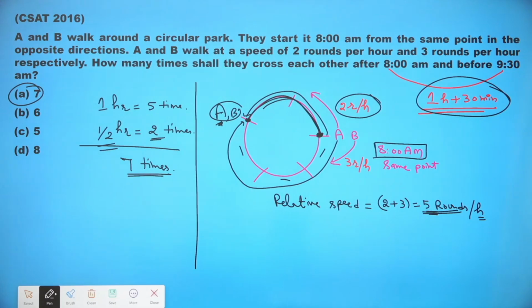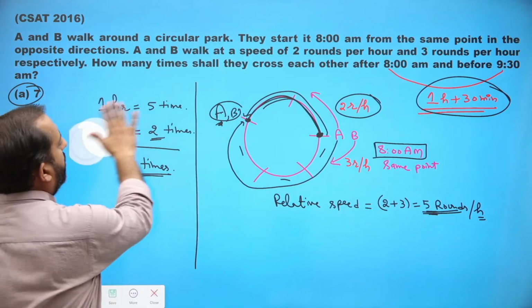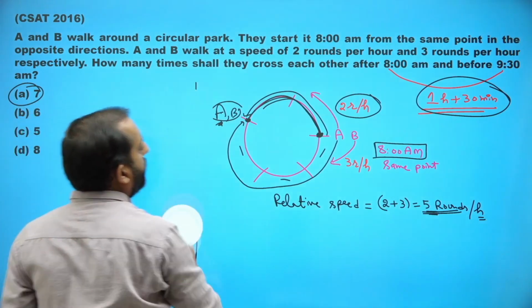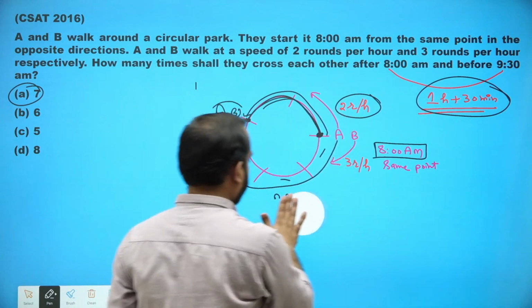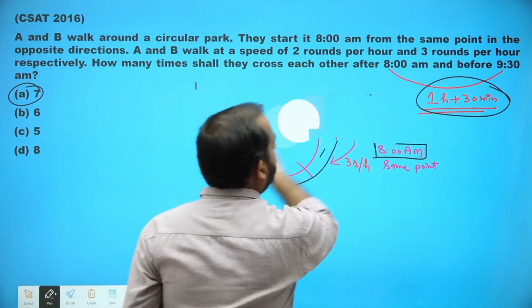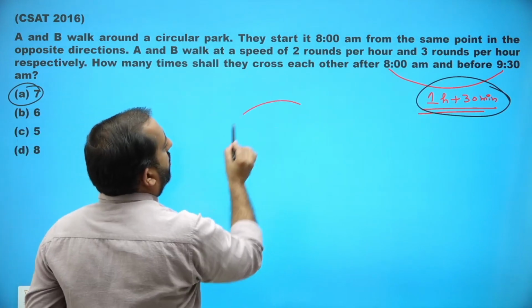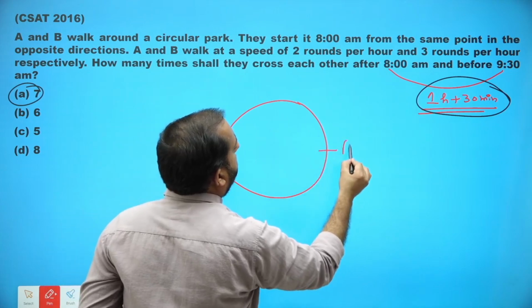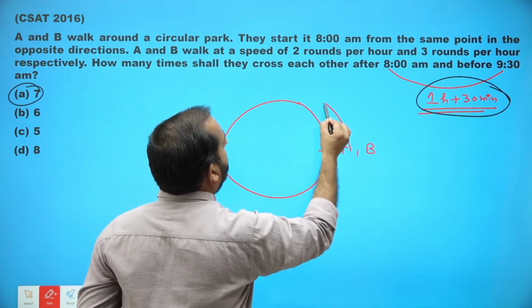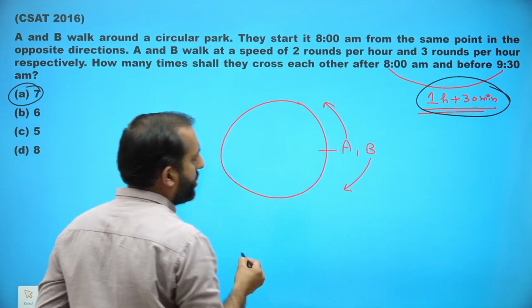Okay, now let me show you the other way. Divide your circle into... the other way was this. There is A, there is B. They both are moving. They both are running in the opposite direction.